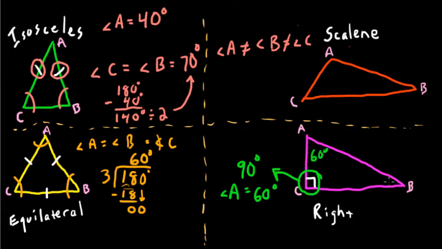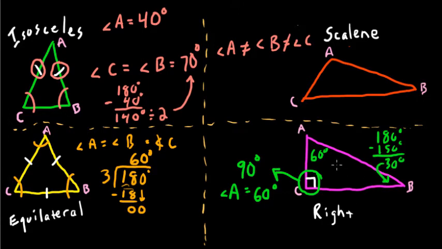That means this would have to be whatever's left over out of 180. So I add up 90 and 60. That gives me 150. So I have 180 degrees, take away 150 degrees. And that means angle B is everything that's left over, which is 30 degrees. So angle B has to equal 30 degrees there.